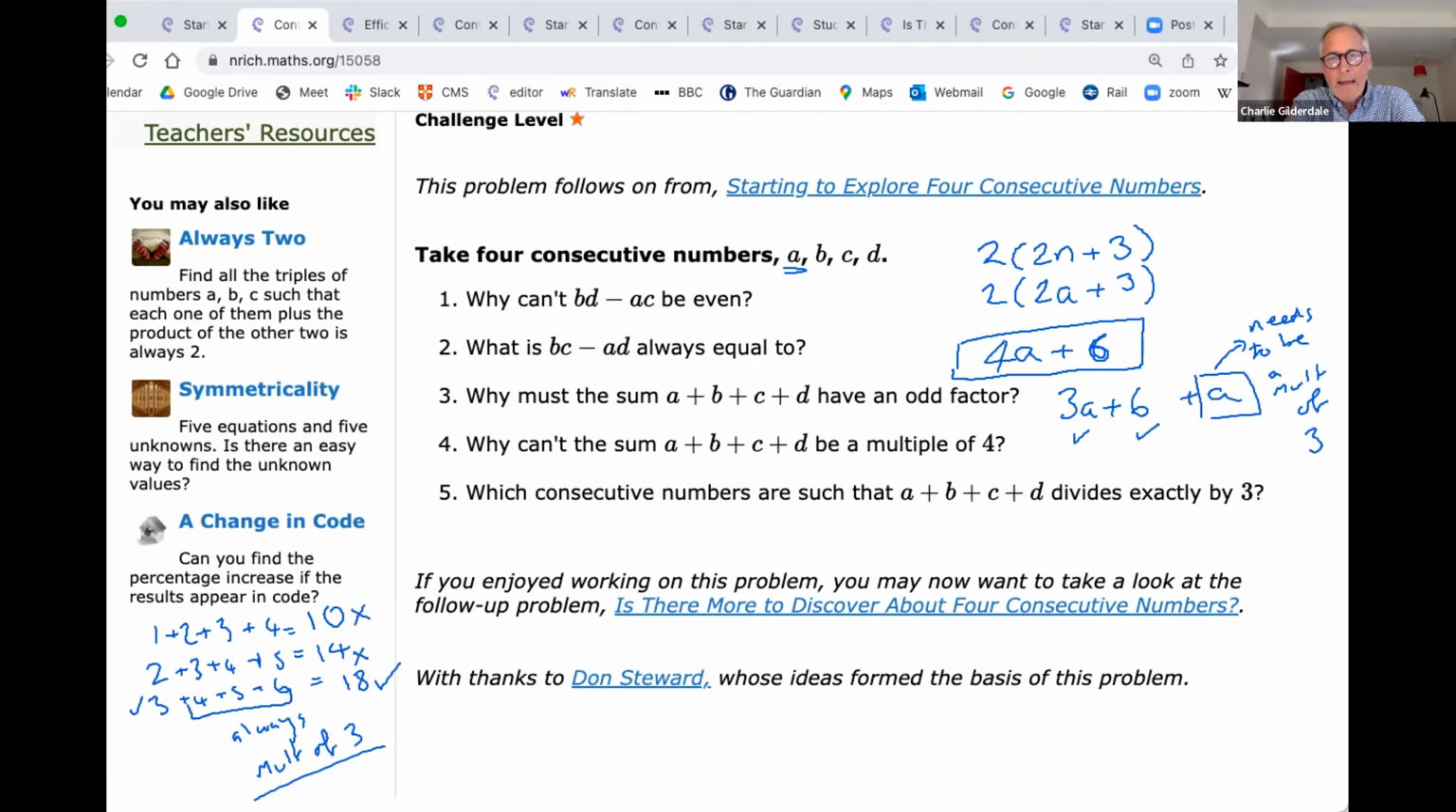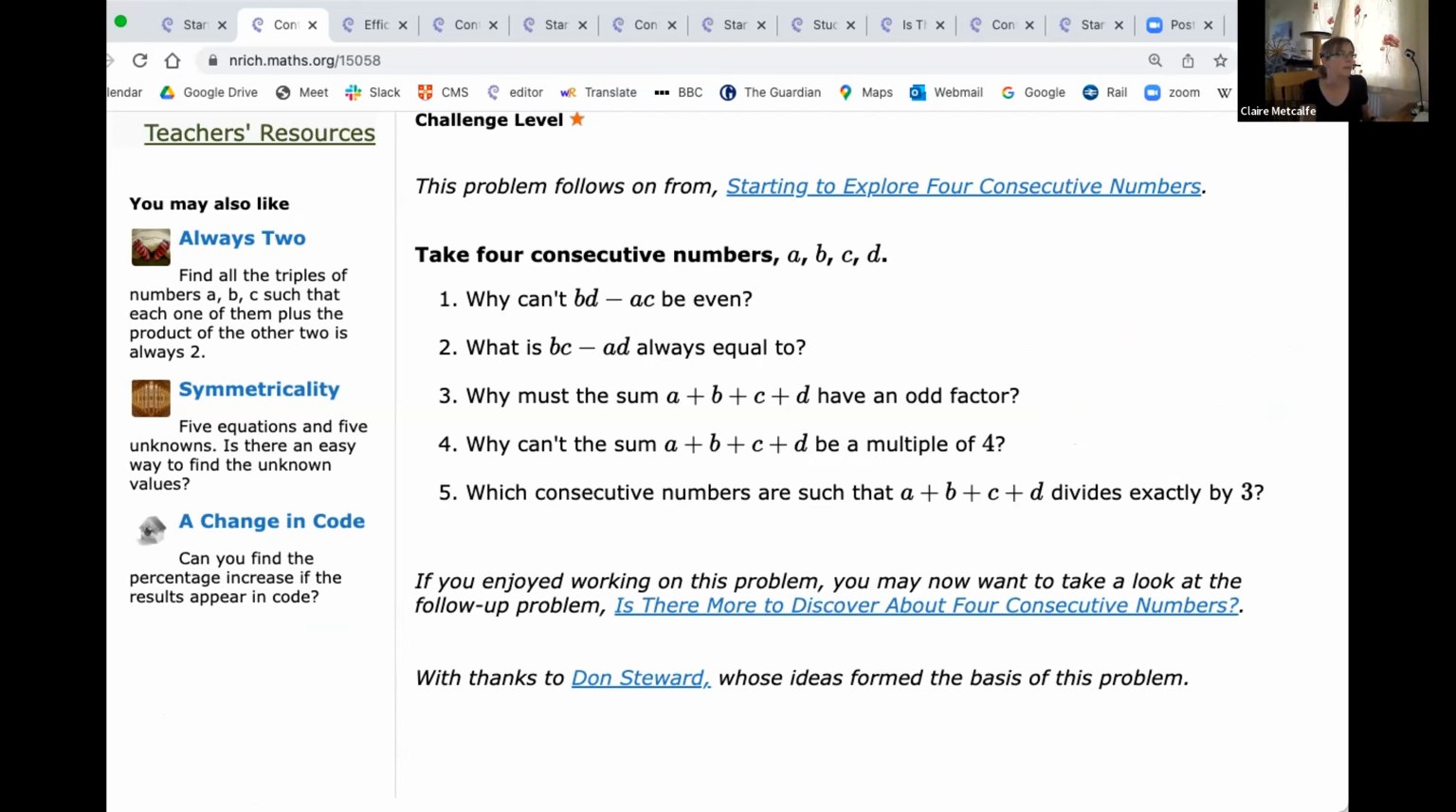Can I go back to question 4, Claire? Can we just rub out everything that's on the screen so far? Let's just do that. Yeah, another way of going about question 4.